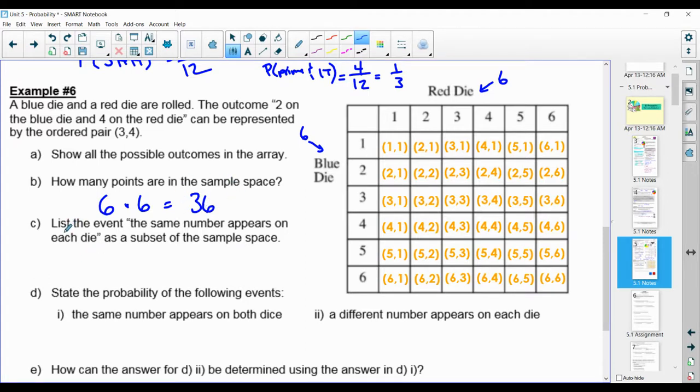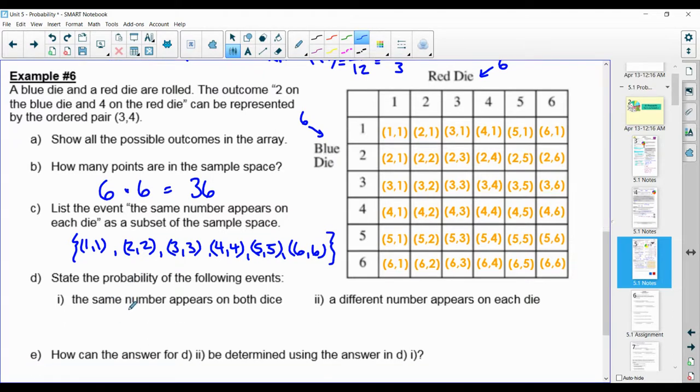So part C says, list the event the same number appears on each die as a subset. All right, if we want to list this as a subset, we're going to have 1, 1, 2, 2. So essentially we're looking at the sample space getting doubles. So 3, 3, 4, 4, 5, 5, and 6, 6. So this is our sample space, and we'll always list that as a set.